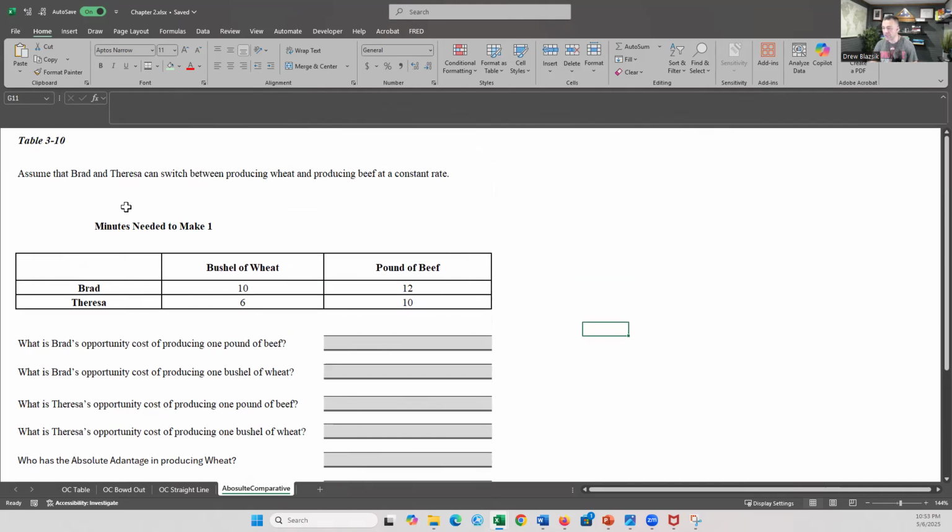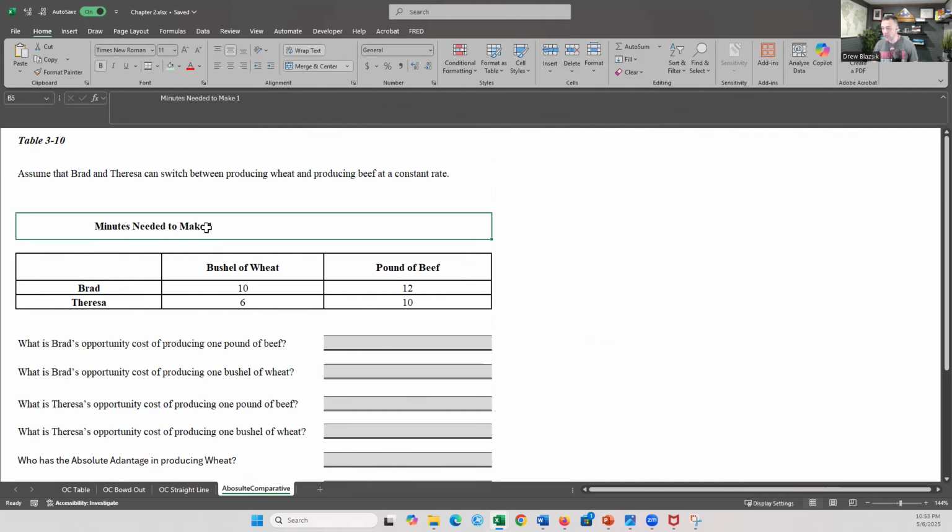Okay, what we have here, assume that Brad and Teresa can switch between producing wheat and producing beef at a constant rate. That means minutes needed to make one. So this will take 10 minutes to make one loaf of bread.